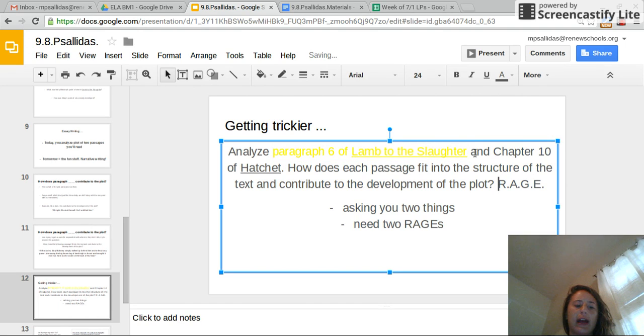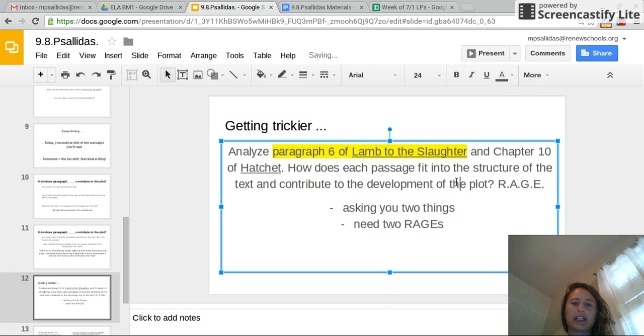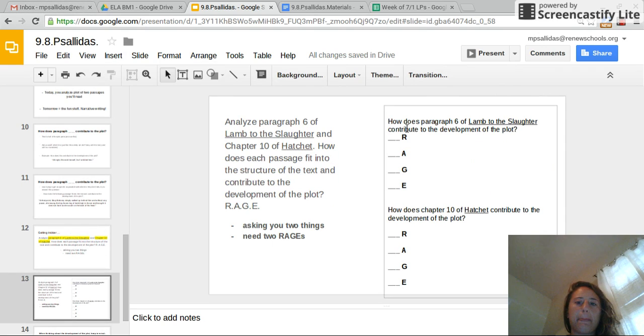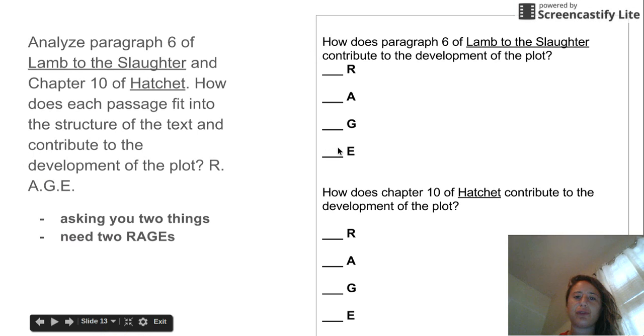So I'm going to go ahead in and see, all right, is that my rising action? Is it my climax? Stuff like that. And then also how chapter 10 of Hatchet contributes to the development of the plot. So I'll answer two RAGEs about those. So this is a really good way, if you're asked a two-part question about how two different things contribute to the development, to break it down and make two RAGE paragraphs.